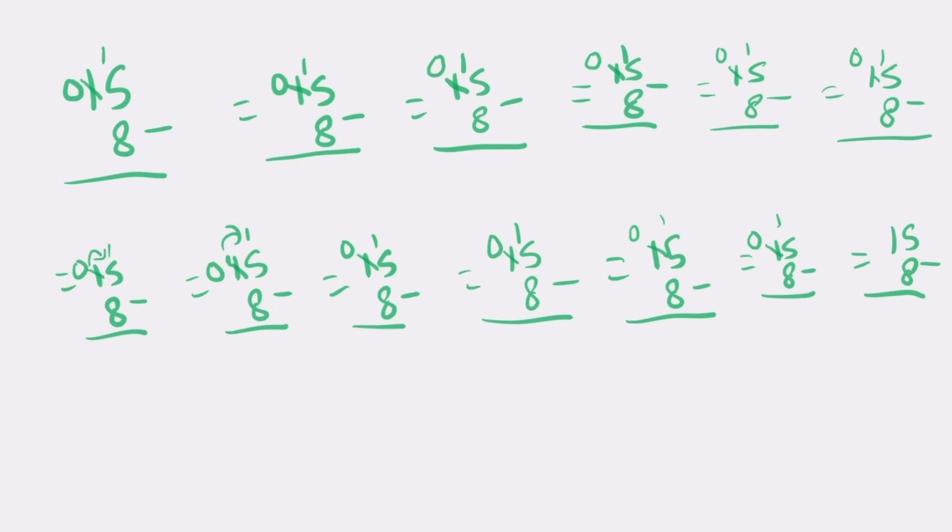I think what you have to do next is, you can't take away an 8 from a 5, so we put the 1 there and a 0 there. And that would be 15 minus 8.